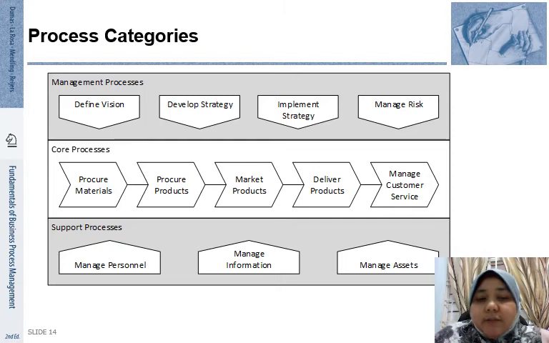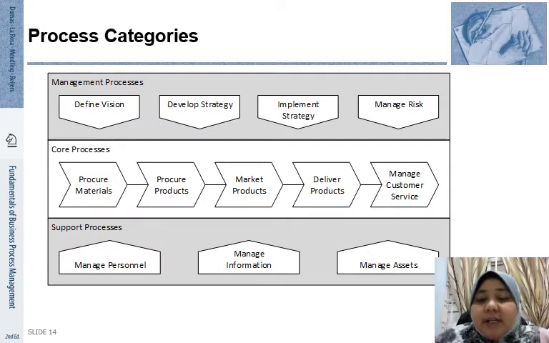That is the management process. In core processes, in Chapter 2 we learned about the value chain. So we have to know what the core processes are and what the support processes are. Core processes are the primary activities, support processes are the secondary activities. Core processes: inbound logistics, production, outbound logistics, delivery, and customer service.